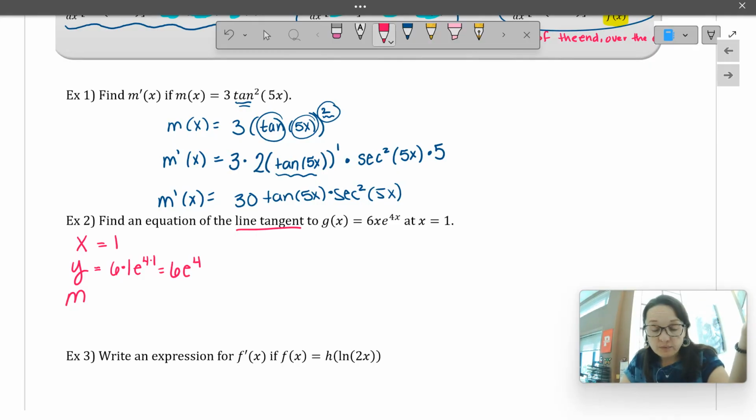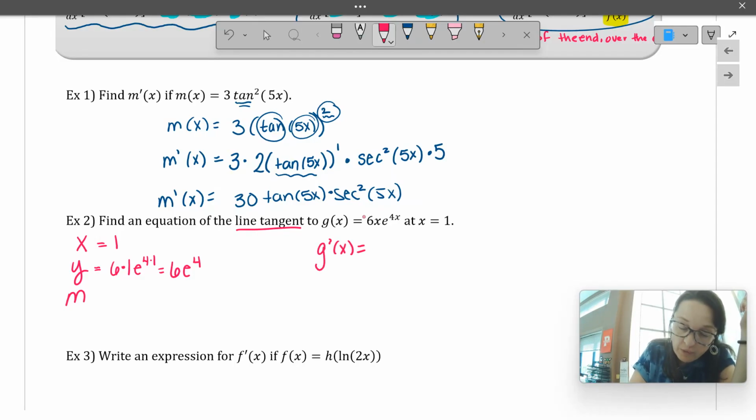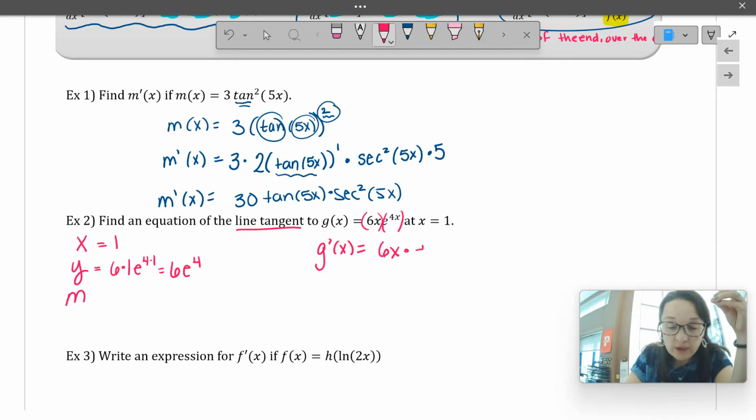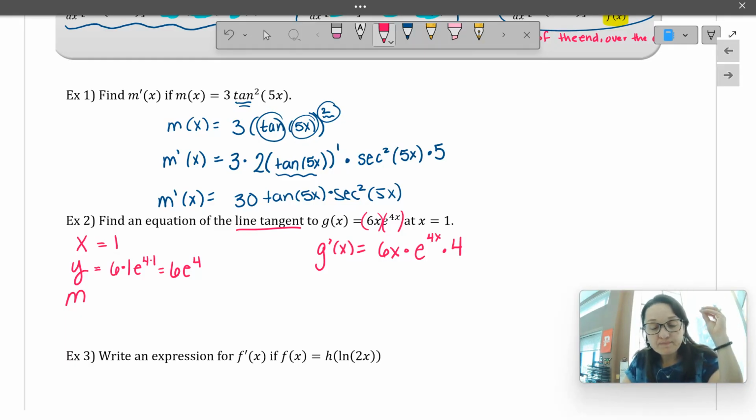My slope comes from the derivative. Okay, so I need g prime of x. Well, this is 6x times e to the 4x, so I have to do a product rule. The first times the derivative of the second. The derivative of e to the 4x is itself times the derivative of the exponent. So there's the first times the derivative of the second plus the second times the derivative of the first.